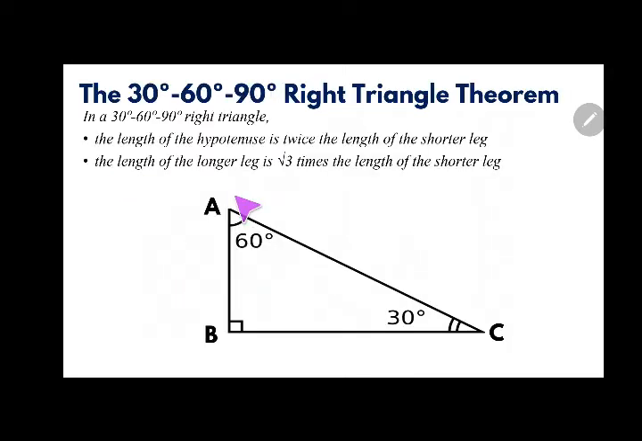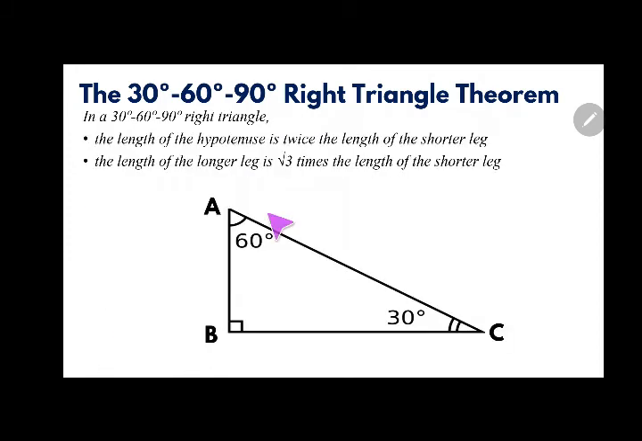So ngayon naman ay aaralin natin ang dalawang theorem tungkol pa rin sa right triangle. So the 30-60-90 right triangle theorem. So tingnan natin ang unang part ng ating theorem. So sa 30-60-90 right triangle, kagaya ng triangle ABC kung saan meron tayong 30 degrees, 60 degrees, at 90 degrees. Kaya tinatawag ang triangle na ito na 30-60-90 right triangle.